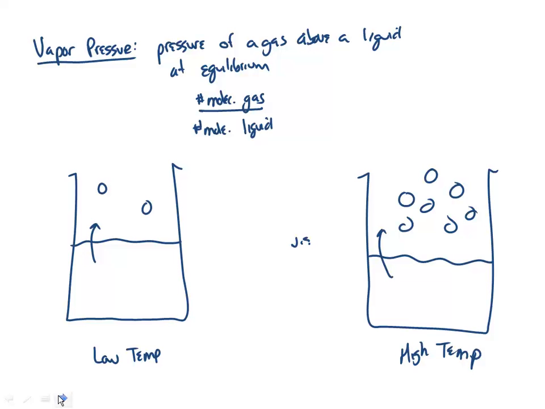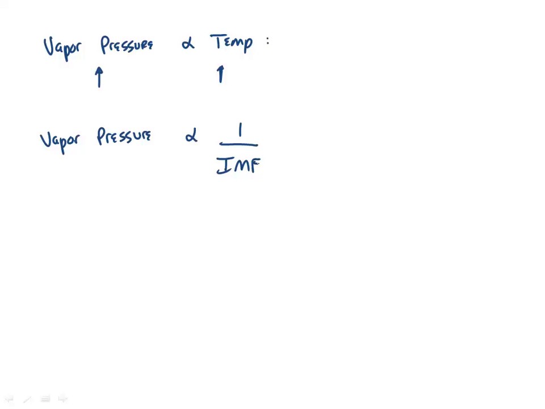So as a general rule, the vapor pressure is proportional to temperature, meaning as the temperature increases, the vapor pressure increases. But the vapor pressure is inversely proportional to the intermolecular forces, meaning if I have strong intermolecular forces, I have a low vapor pressure. That means there's few molecules in the gas.